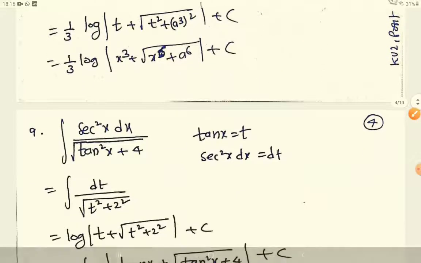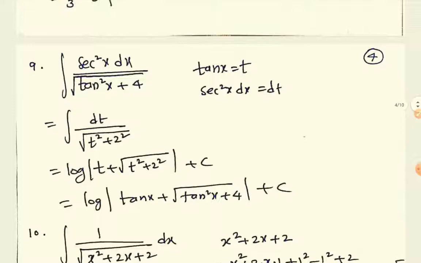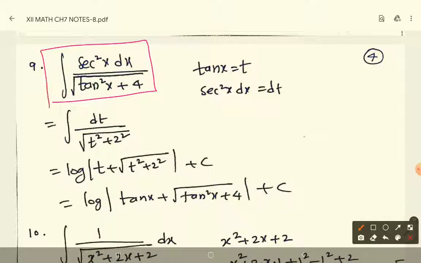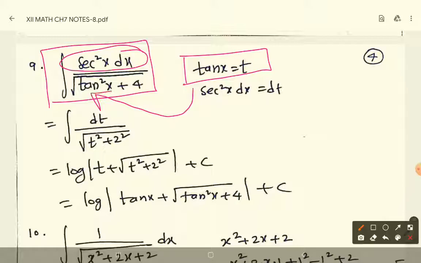Next question, ninth question. Integration of secant square x dx by tan square x plus 4 into dx. That is the question. It is given like this. So how to do it? So it is very clear. Secant square x dx must be removed. To do that, take tan x is equal to t. Can we take like that? Check it out. Tan x is present in this. Yes. So secant square x into dx is equal to dt.